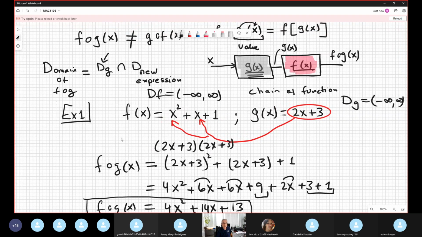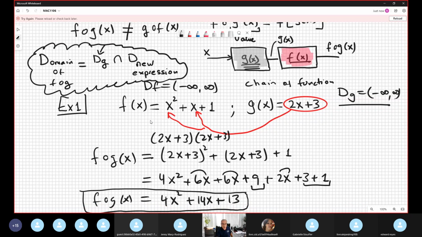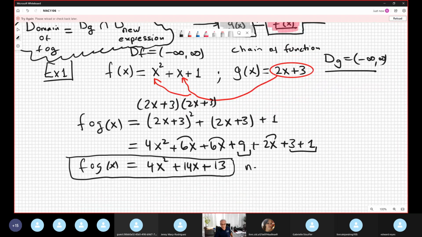Remember the formula for the domain of composition. The composition domain is the domain of G, which is all real numbers, intersected with the domain of the new expression. The new expression is also a polynomial, and a polynomial does not contain division or square root. Therefore, again, it is all real numbers. The intersection of real numbers and real numbers is obviously all real numbers, and the domain of the composition is all real. Cool?